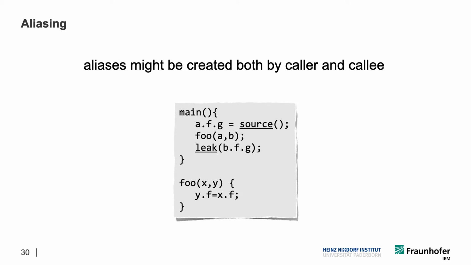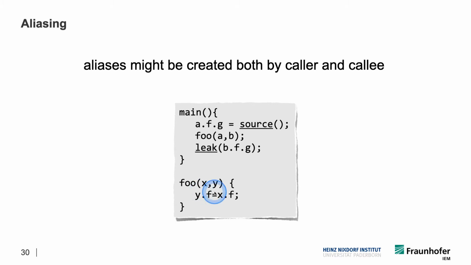Then another challenge, I should say, we don't have any problems, right? We only solve challenges. So another challenge is dealing with aliasing, as so often. But here in particular, I want to point out that aliases might be created both by the caller, but also by the callee.